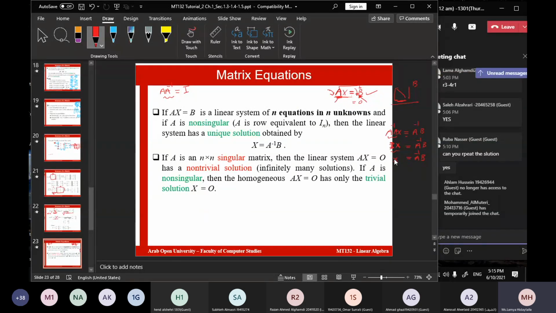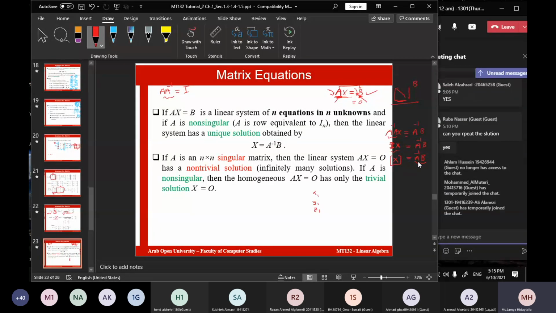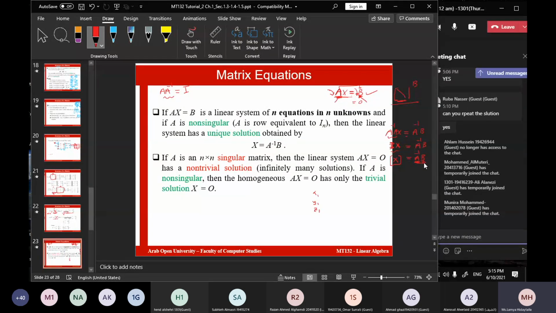Our aim when we solve the system of linear equations is to find the vector X, which has the variables x1, y1 and z1, correct? So that means I can find it like that. Just multiply the inverse of this matrix times your vector B, and immediately you will get a solution. Clear?